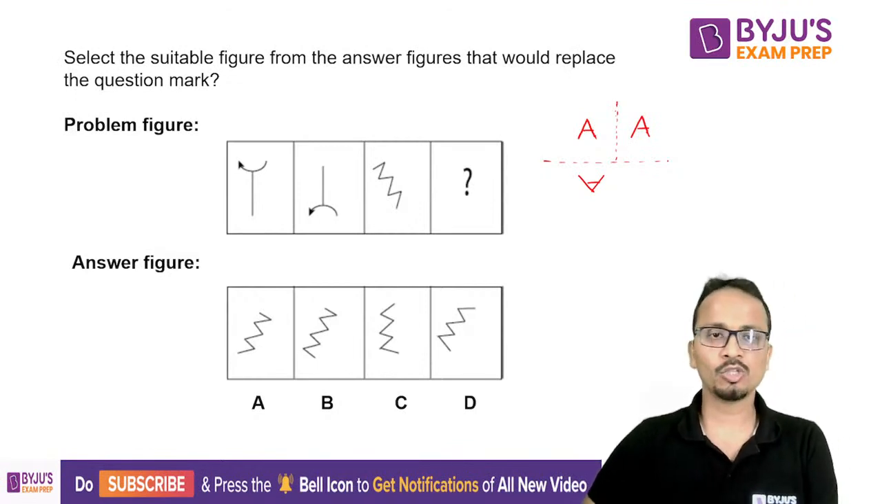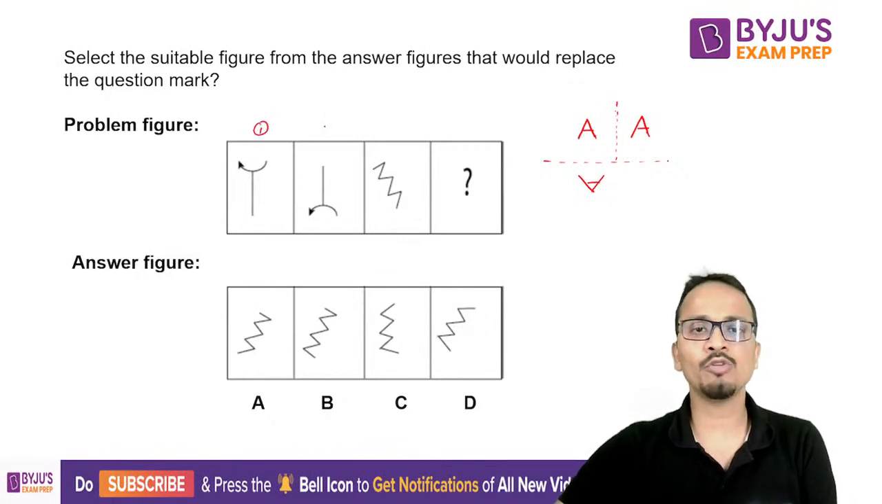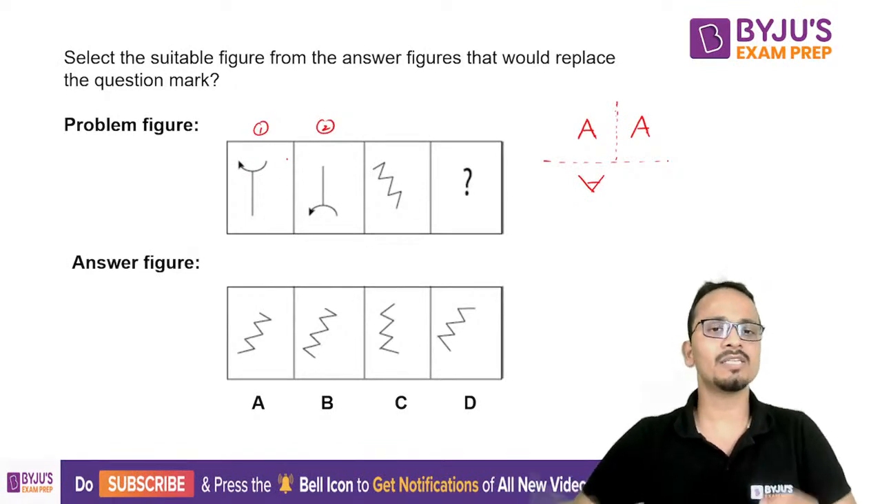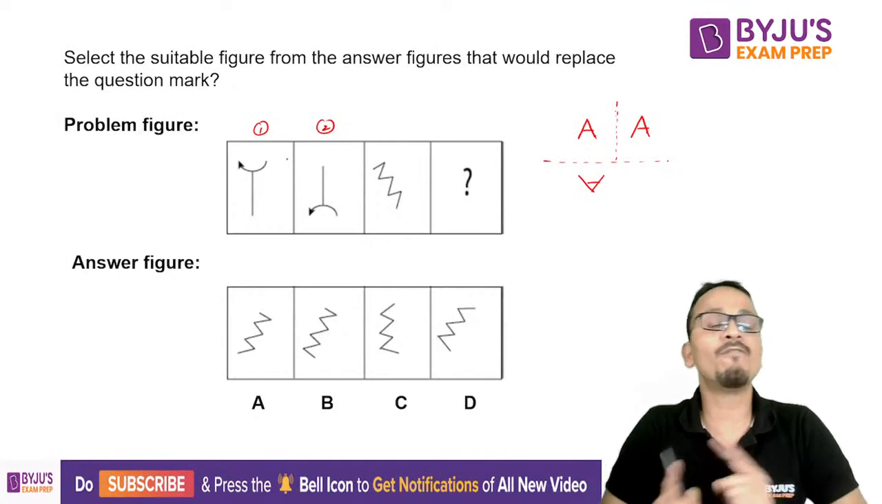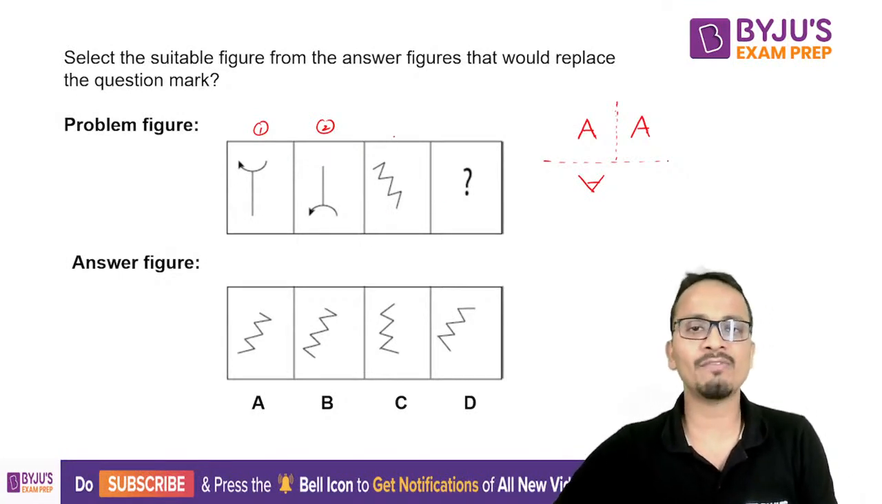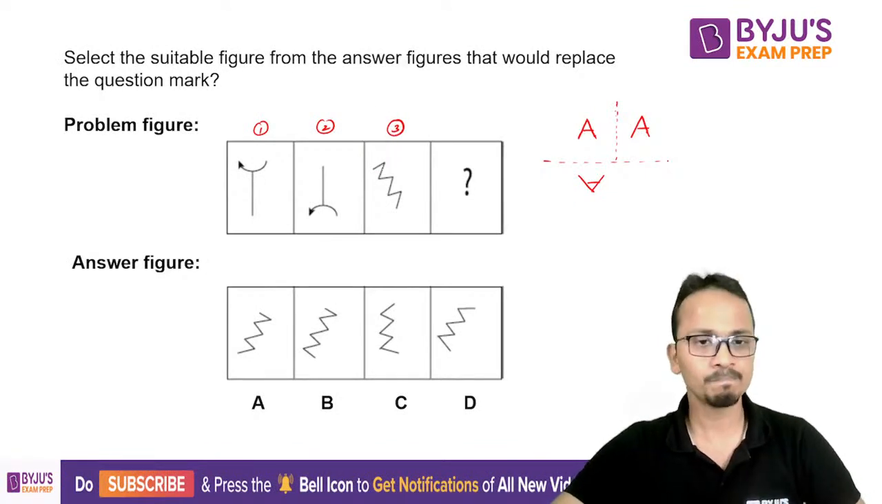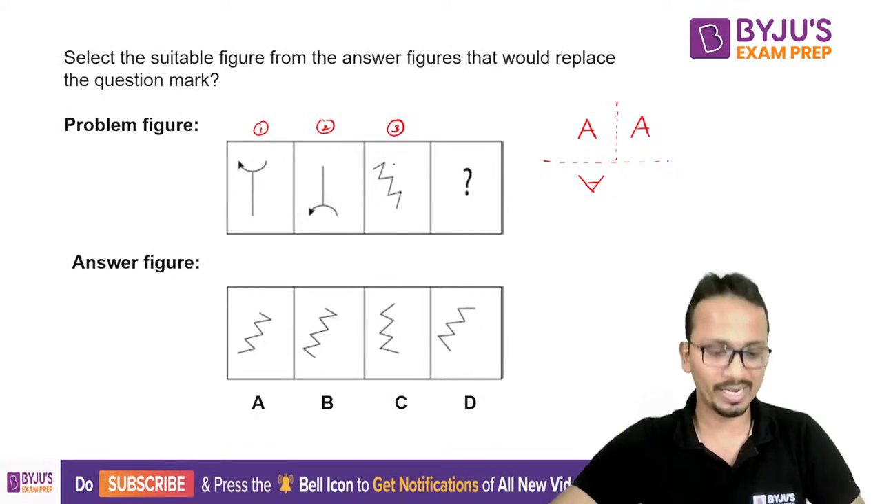All right. So now in this case, what is happening? From figure number 1 to figure number 2, figure number 2 is the water image of figure number 1. So what you have to do is find out the water image of figure number 3. All right. So the water image of figure number 3, yes, anyone.